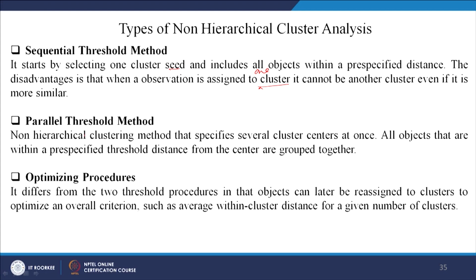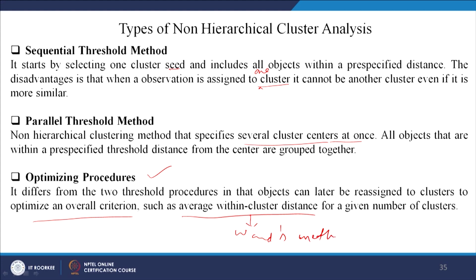Parallel threshold method is a non-hierarchical method that specifies several cluster centers at one point, more like a divisive method. All objects that are within a pre-specified threshold distance from the center are grouped. Okay, so these are the first two, and the optimizing procedure, which is the k-means, differs from the two in that objects can later be reassigned to clusters to optimize an overall criterion such as average within cluster distance. So, average within cluster distance is what we are talking about, the Ward's method.